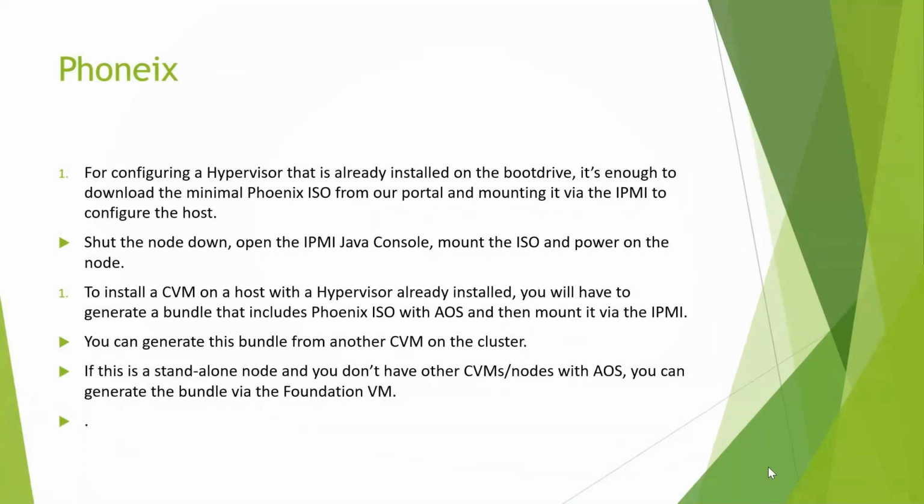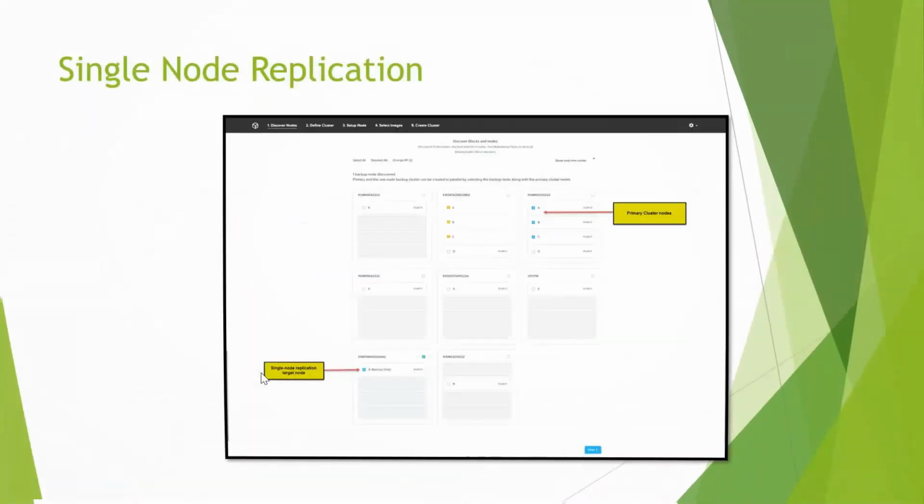In another case, if this is a standalone node and you don't have other CVM nodes with AOS, you can generate the bundle with the Foundation VM. It is a standalone node, not part of any cluster. If you don't have another node with the appropriate system, then from the Foundation VM itself you can generate the Phoenix bundle, attach it to that particular node, and it installs the hypervisor and the CVM. Adding to this screen, I still have a few more points.